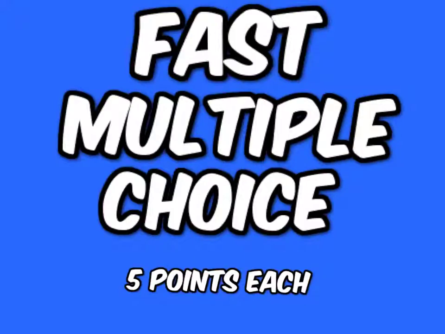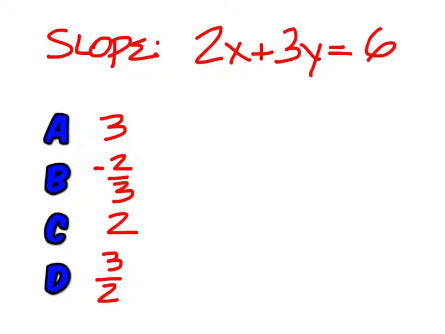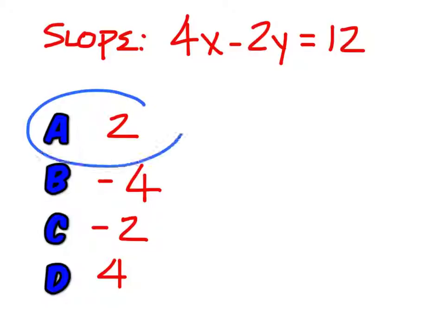Fast multiple choice, block letter of the right answer only. What is the slope? Answer for this one should be B. Answer is A.